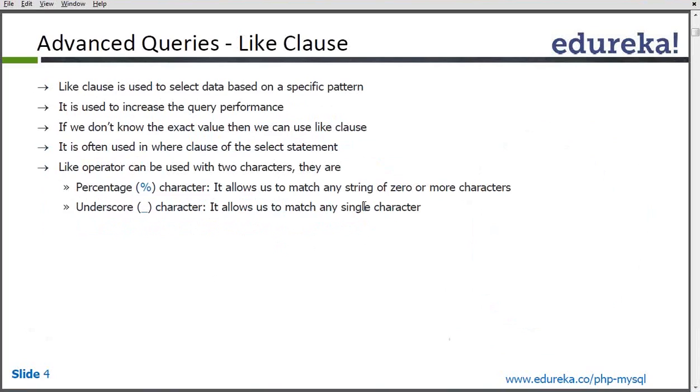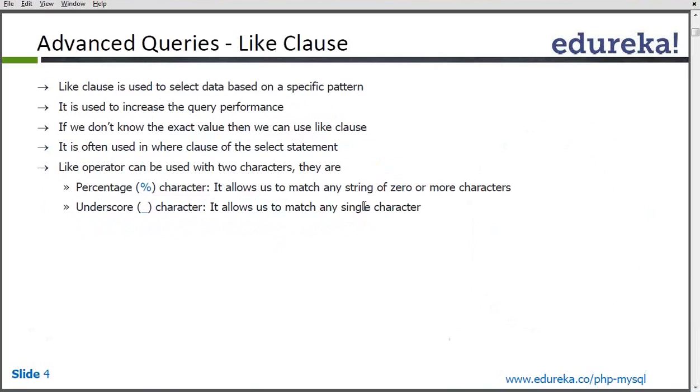If we don't know the exact value, then we can use like clause, right? Means if we are not aware what the exact name should be, for example, if we are searching a particular name, but we don't know what would be the exact name, what we will do is use like query. I will let you know how we use like query in that case. It is often used in where clause of the select statement, right? It's a kind of conditional clause, so we use it in the where clause.